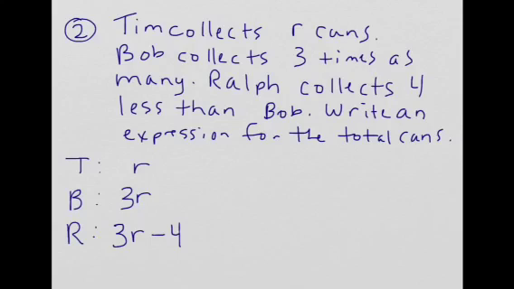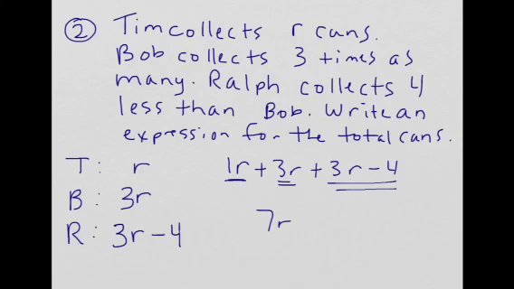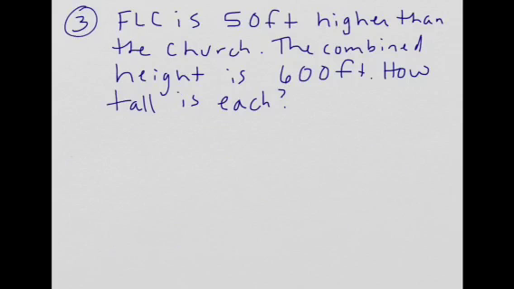To write the expression, we're going to do R plus 3R plus 3R minus 4. So you see Tim, and you see Bob, and you see Ralph. So we have 1R plus 3R plus 3R is going to give us 7R minus 4 is our expression.